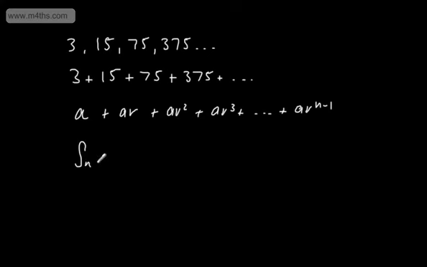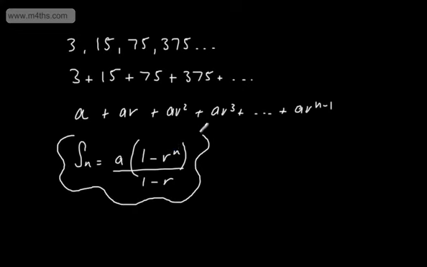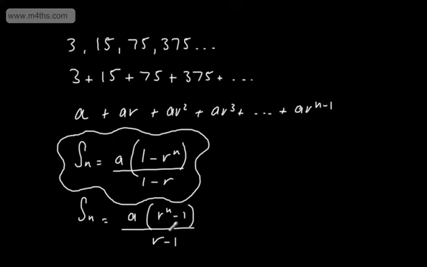We say the sum of n terms is a multiplied by 1 minus r to the power of n over 1 minus r, where a is the first term, r is the common ratio, and n is the number of terms in our series. We could take the sum of n terms formula and write it slightly differently. Sometimes you'll see the sum of n terms written as a, and then r to the power of n minus 1 over r minus 1.